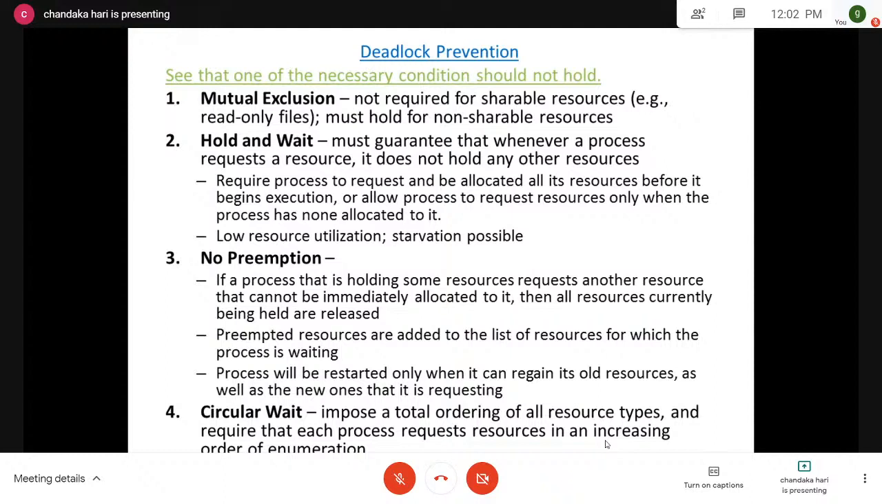Finally, my conclusion is that we cannot achieve deadlock prevention this way. The solution is to remove non-shareable resources. If you remove non-shareable resources, the computer system will not work at all. That's why it is not possible.